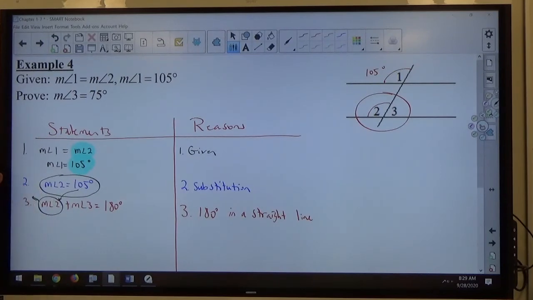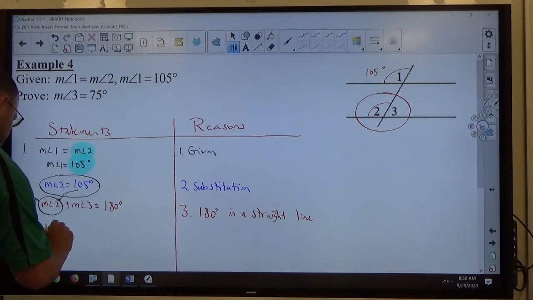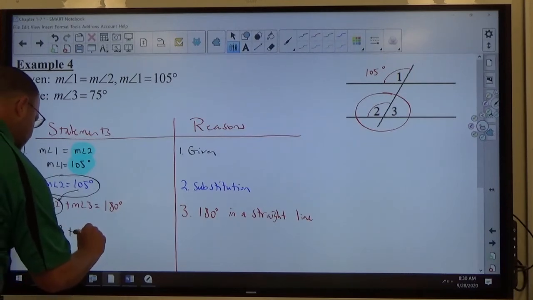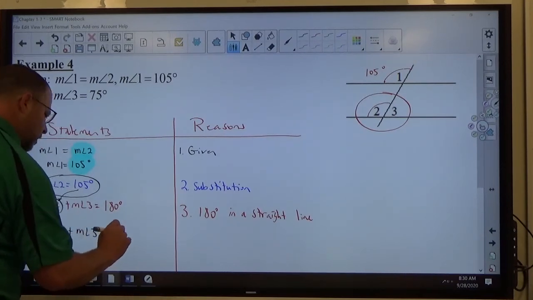That's another substitution idea. All right, so substitution could be the whole 2 things equal the same thing, so they equal each other, or I want to take something out and replace it with something else. As long as I know that it equals something, that's legal, and that's a substitution. So I'm going to say 105 degrees plus measure of angle 3 is equal to 180 by substitution.